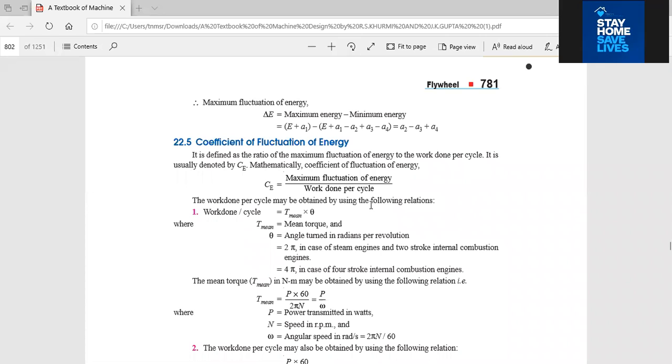Now there are many processes to calculate this work done per cycle. Process number one. That will depend from numerical to numerical. You have to see which data is given to you, and according to that data, which things are suitable for you. Accordingly, you will use that formula. Fine. The first way to calculate the work done per cycle is what?